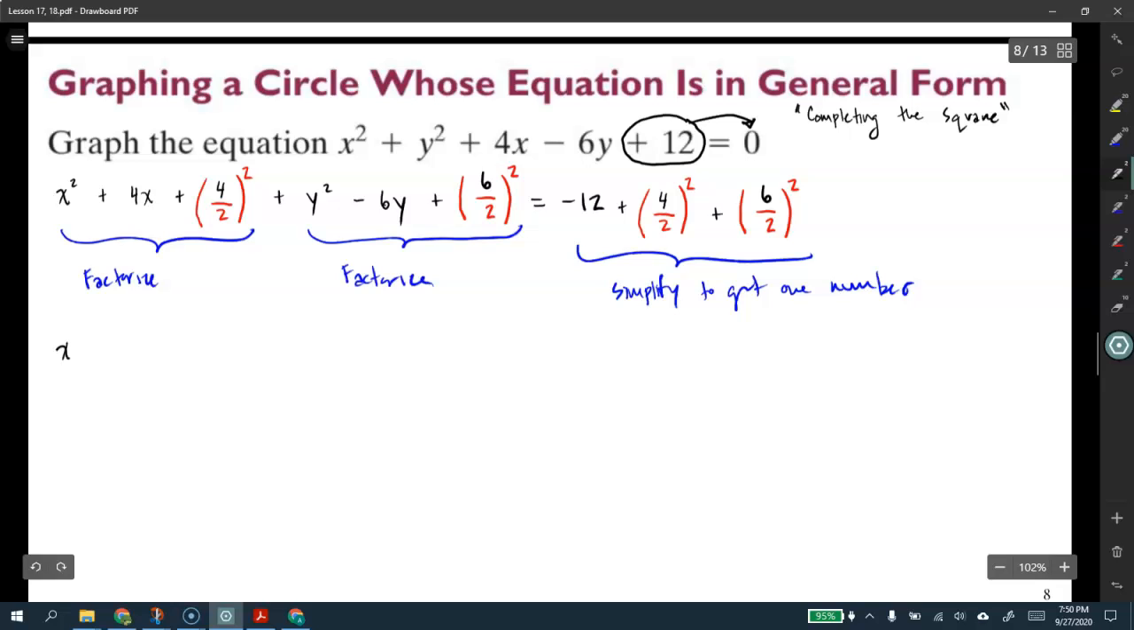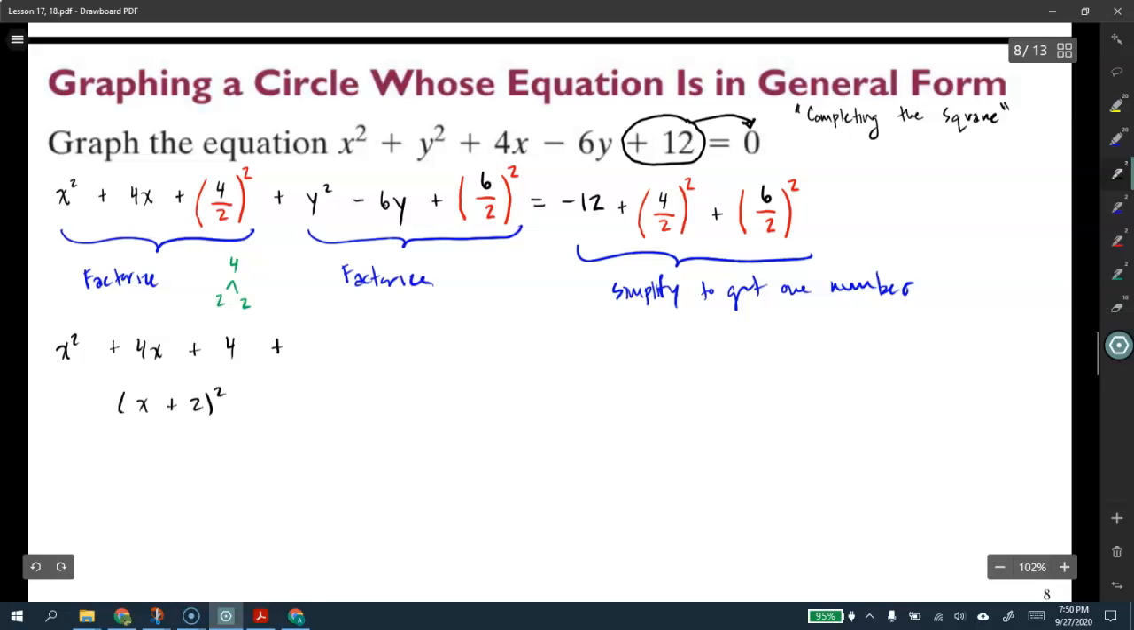You'll have x squared plus 4x plus 4 divided by 2 is 2, and 2 squared is 4. So x squared plus 4x plus 4. Now, if you think to yourself, what are two factors of 4 that when I multiply them I end up with 4, and when I add them I get 4? Those would be 2 and 2. And so this piece factorizes into x plus 2 whole squared, like that.